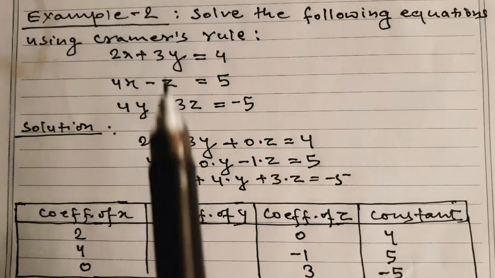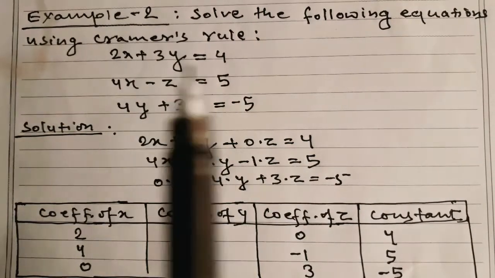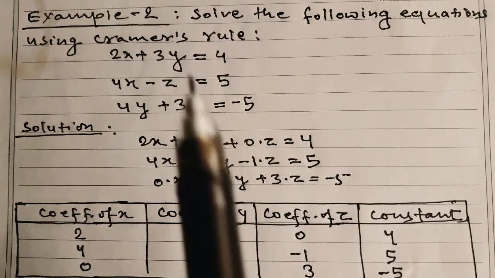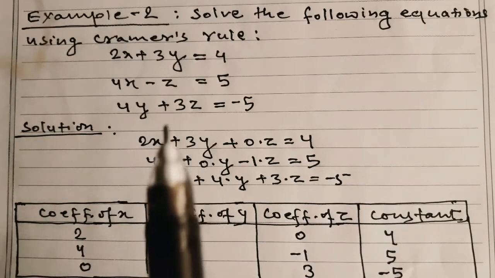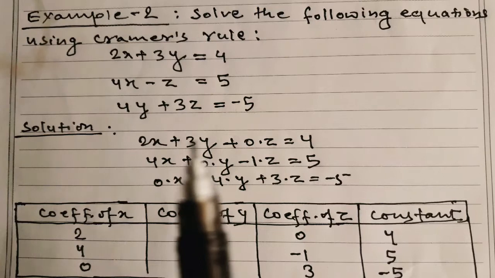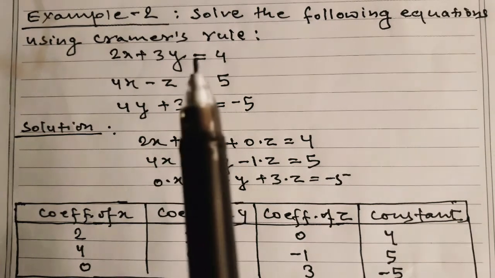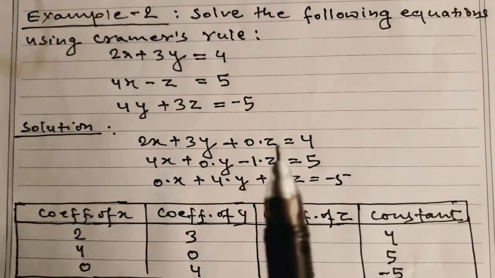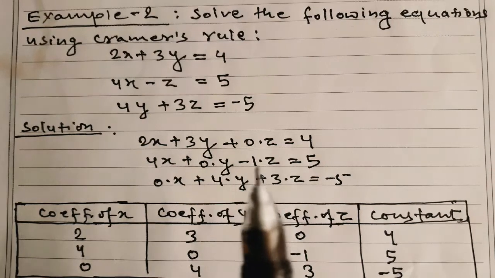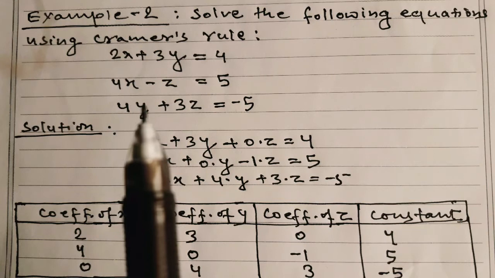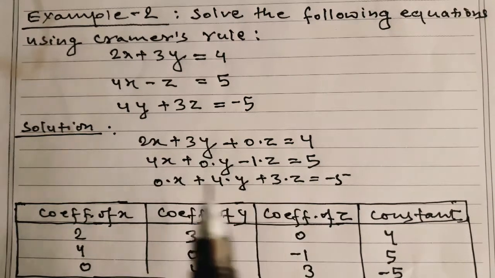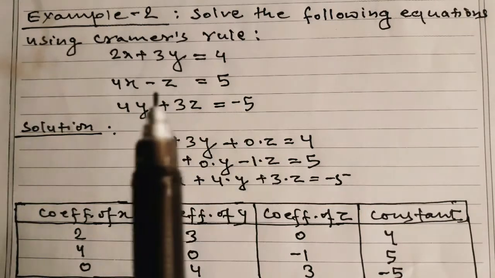Solution. The first equation is 2x plus 3y is equal to 4. So we are given 3 equations in variables x, y and z. In the first equation, the variable z is missing. So we can arrange the terms: 2x plus 3y, the variable z is missing, so we can write plus 0 into z is equal to 4. So the first step is arranging the terms by writing the missing variables.